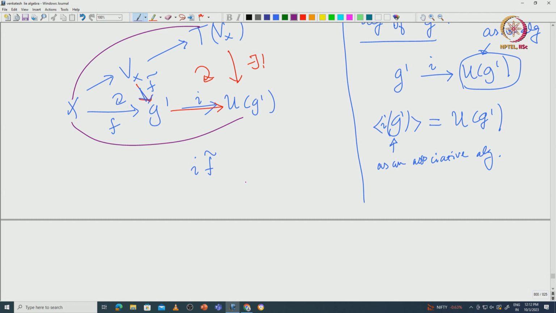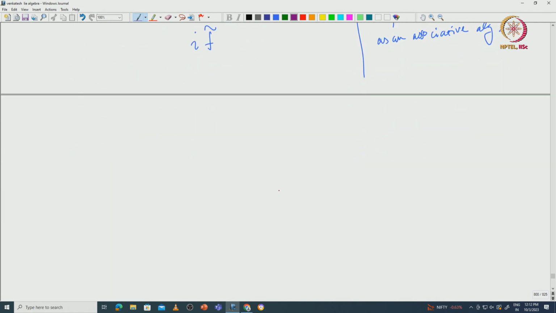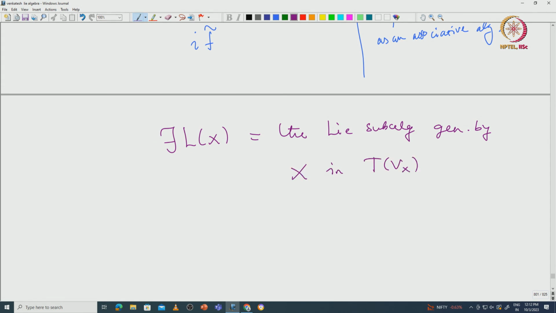But now we are interested in only the Lie algebra. So if we take the subalgebra, you take FL of x to be the Lie subalgebra generated by x inside TVx, treating it as a Lie algebra with respect to the associative structure. This is the Lie algebra that comes from the associative structure.